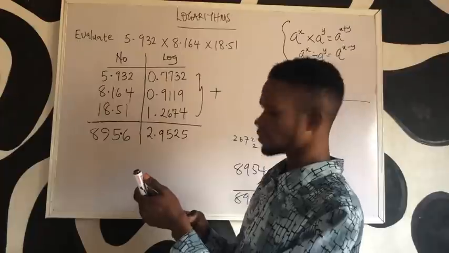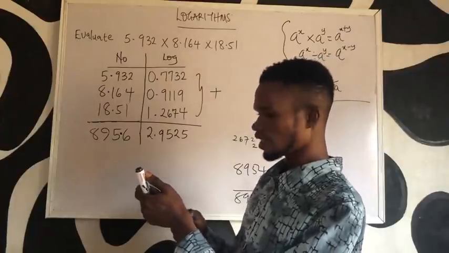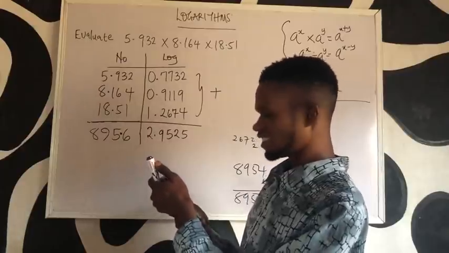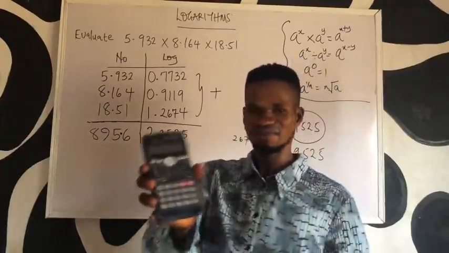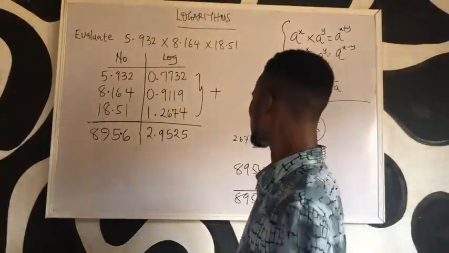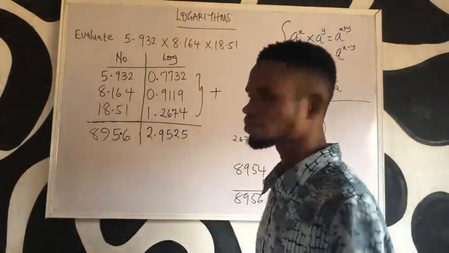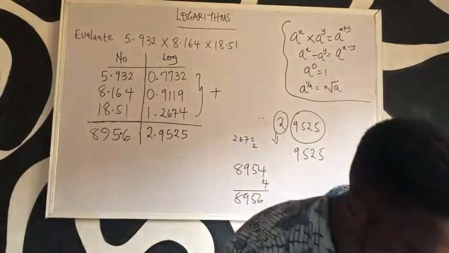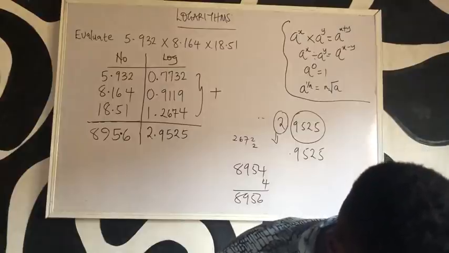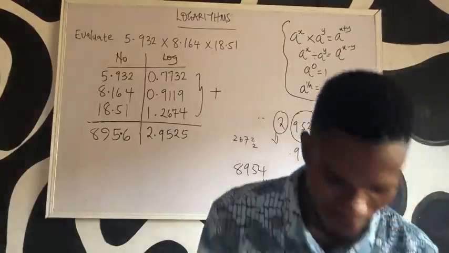5.932 times 8.164 times 18.51 is 896.4. Yeah, which is very close. So, another one, we have this.